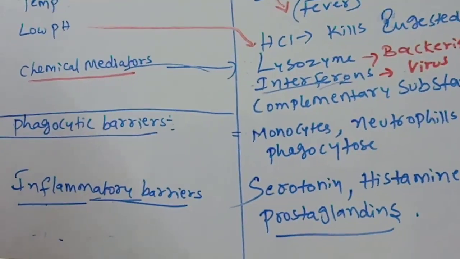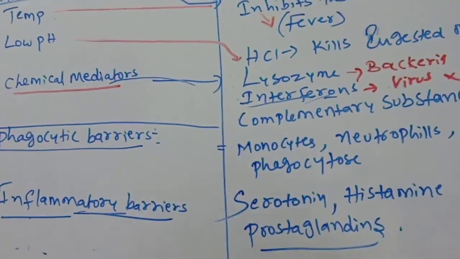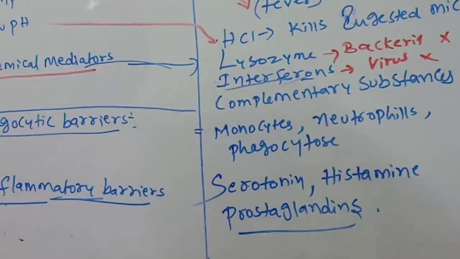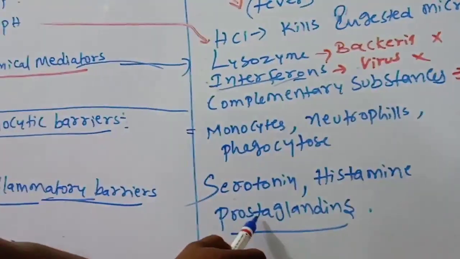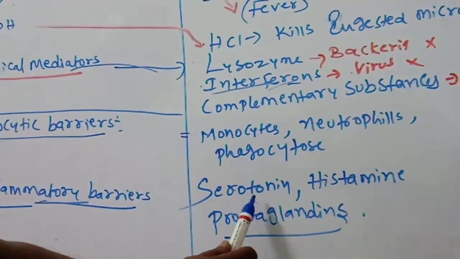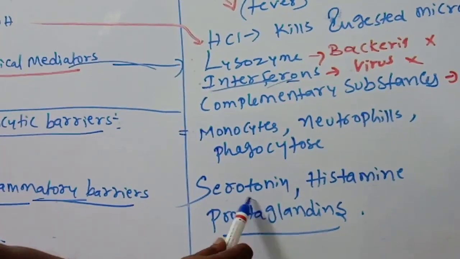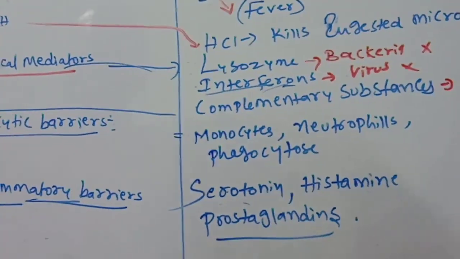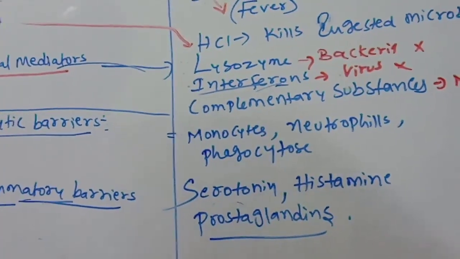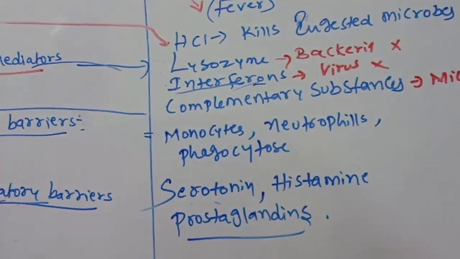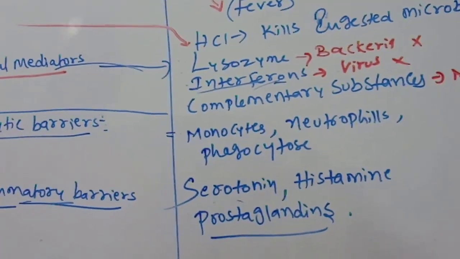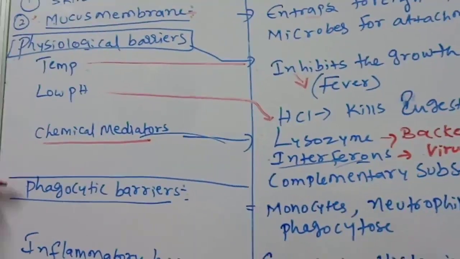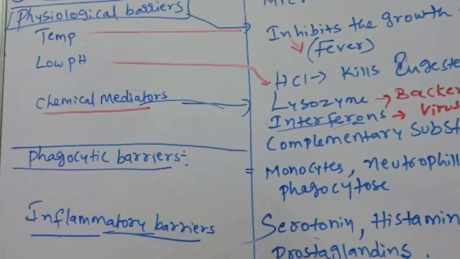Inflammatory barriers mean that when inflammation is there, there is swelling, redness and rashes because of serotonin, histamine and prostaglandins. This traps the microbes, and because of this we identify the disease and take medicine to control the problem. So these are also helpful for controlling the infection. Like this, there are anatomical barriers, physiological barriers, phagocytic barriers and inflammatory barriers.